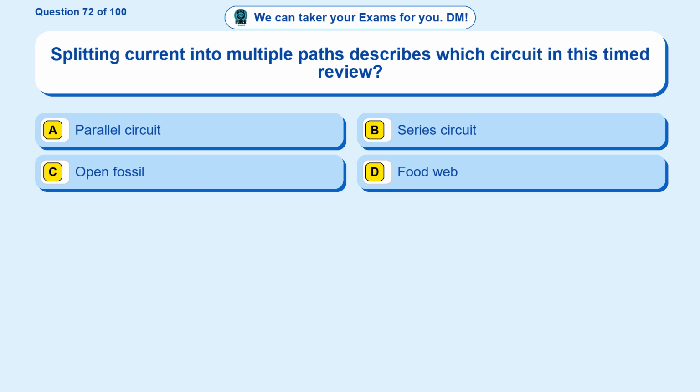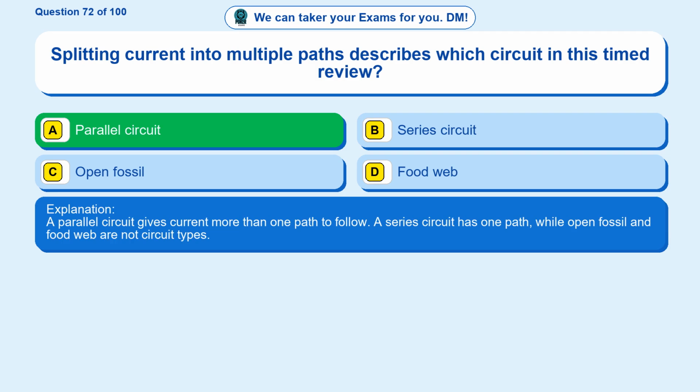Question 72. Splitting current into multiple paths describes which circuit in this timed review? Option A, parallel circuit. Option B, series circuit. Option C, open fossil. Option D, food web. The correct answer is option A. Parallel circuit. A parallel circuit gives current more than one path to follow. A series circuit has one path, while open fossil and food web are not circuit types.